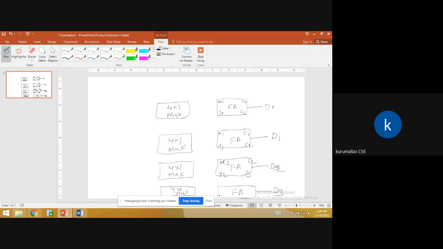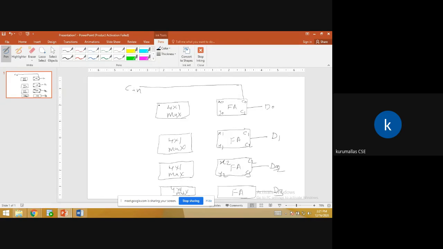Now how to select inputs from the multiplexer, and from the multiplexer to the full adder? Once we draw this one, we'll explain all these things. We are taking one operation carry input, C in. C in is directly drawn to this one.